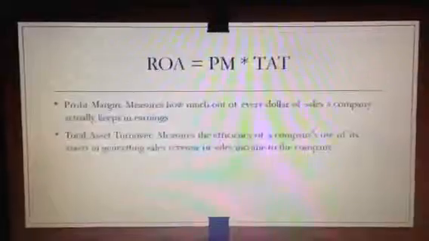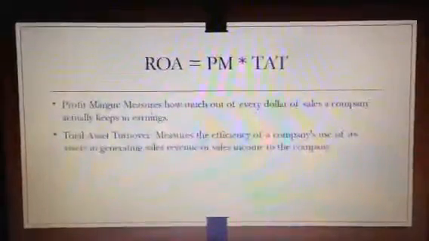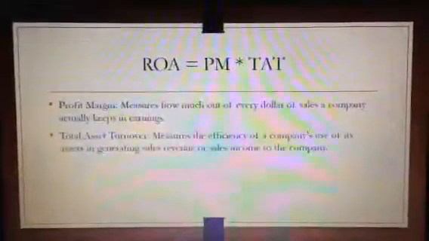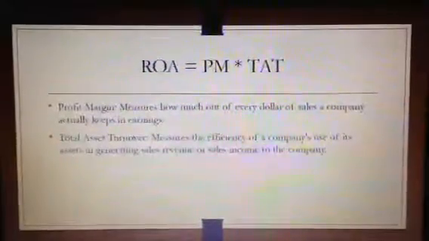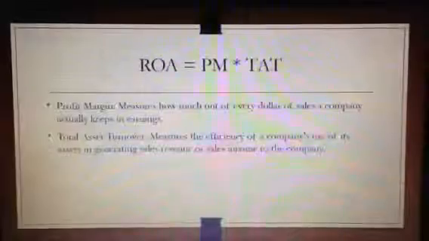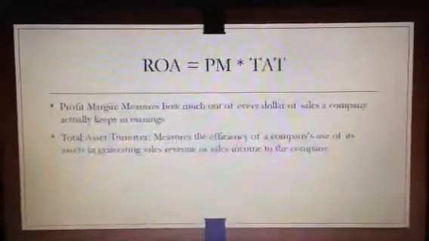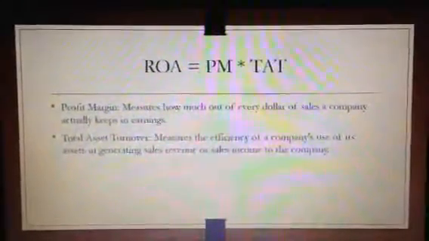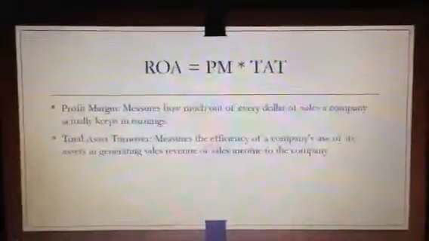To look even further, ROA is comprised of the profit margin and total asset turnover. The profit margin measures how much of every dollar of sales a company actually keeps in earnings. The total asset turnover measures the efficiency of a company's use of its assets in generating sales revenue or sales income to the company.